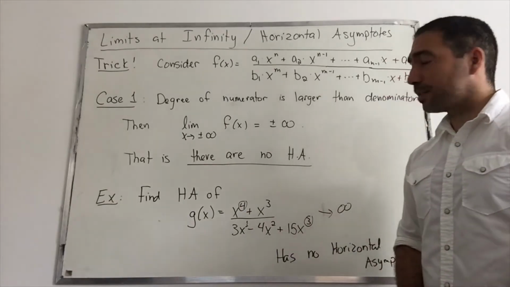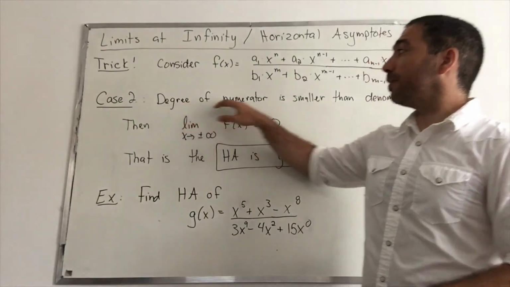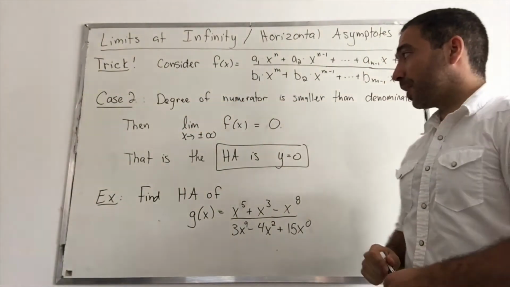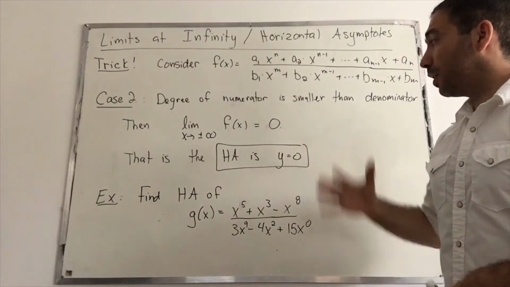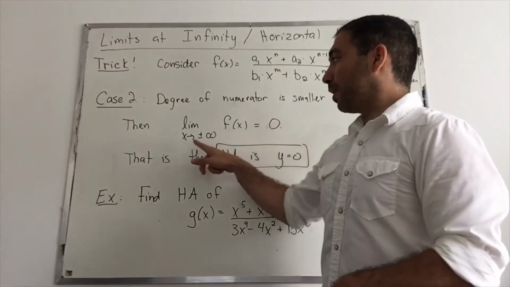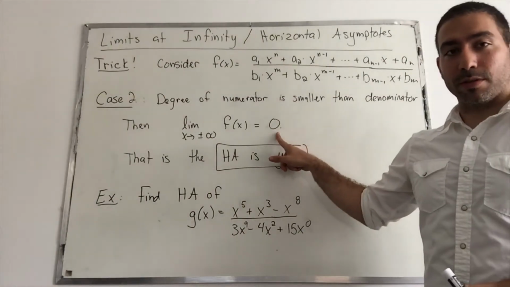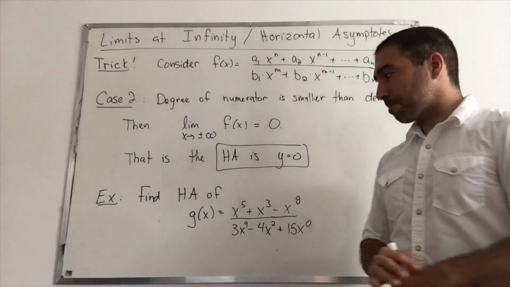Let's look at the other cases. Okay, so now in case 2, we have essentially that the degree of the numerator is smaller than the degree of the denominator. So if the highest exponent of the denominator is bigger than that of the numerator, then when you take the limit of the function, it's going to be equal to 0. This tells us that the horizontal asymptote is y equals 0. Okay.